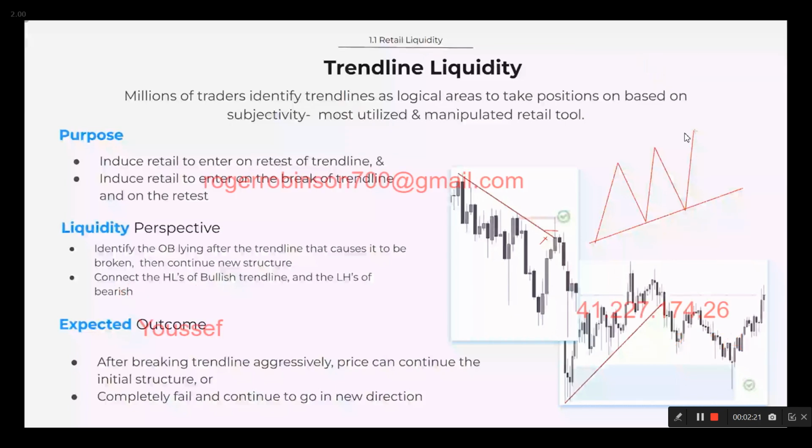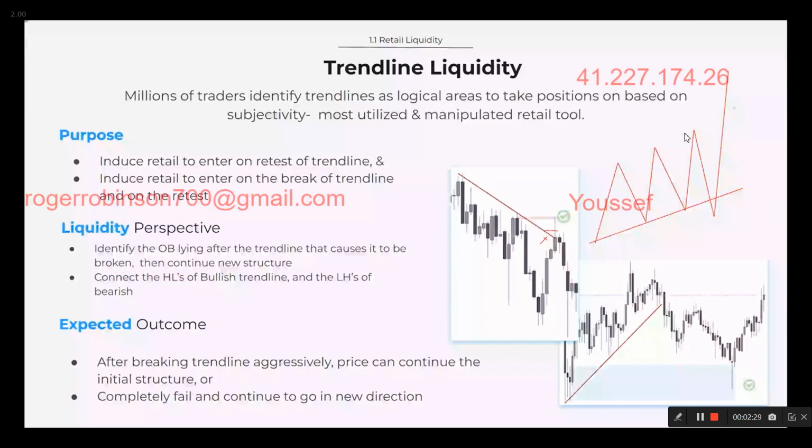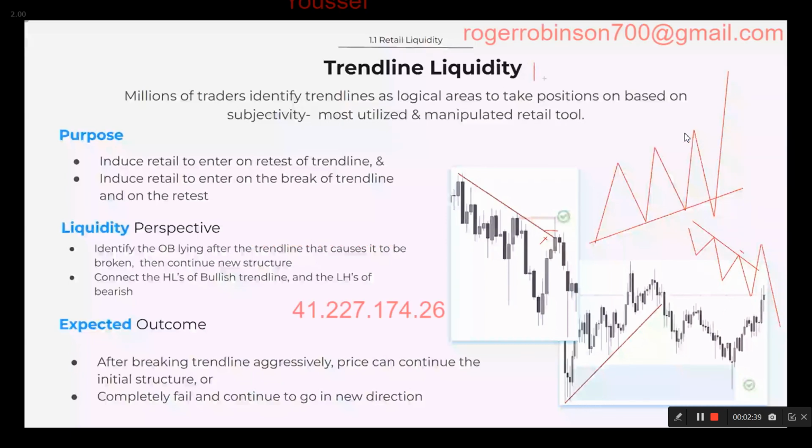We need to expect one, that the trend line is going to be broken, and then it's going to go higher. So we want to identify the order block that resides below the trend line, right? So we identify the order block below a trend line to go higher. And if we're looking for sells, we want to identify the order block right after the trend line to then go lower. So these two setups are trend line one. These are the trend line one setups.